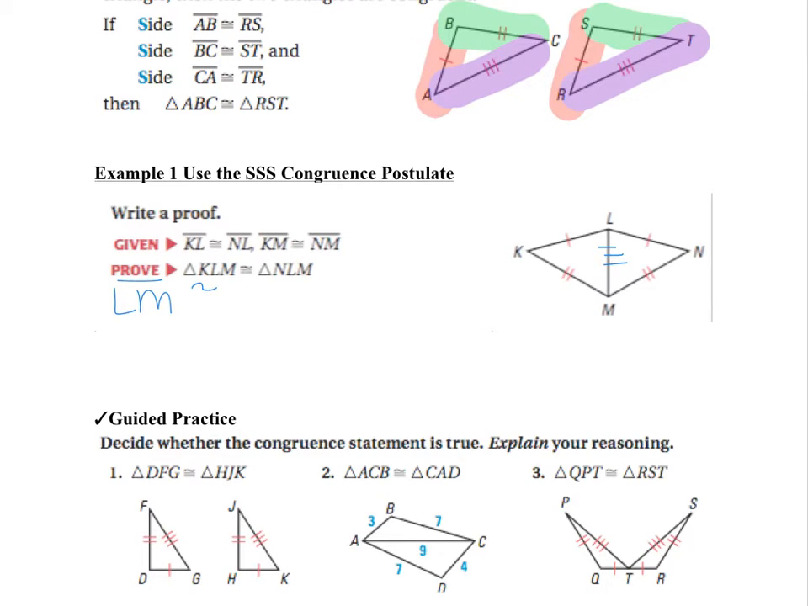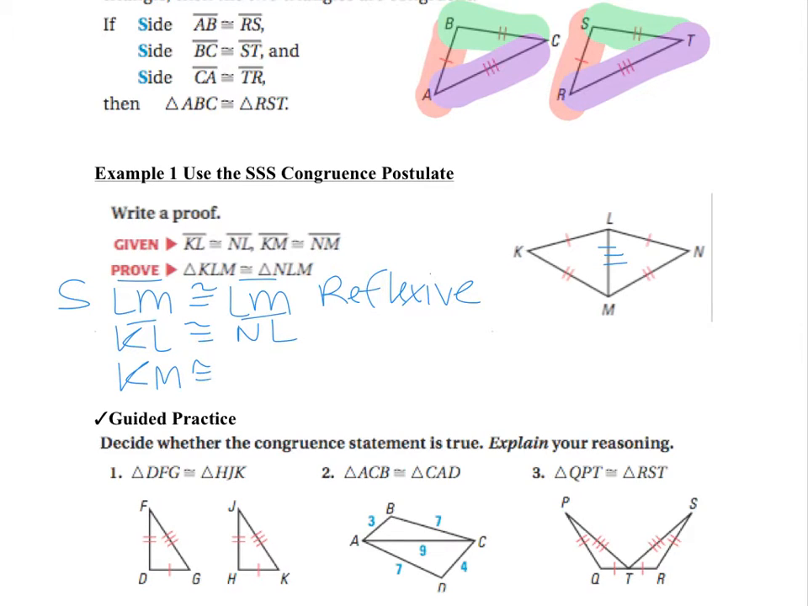LM is congruent to LM, and that's the reflexive property. And that's one pair of sides, and we're already given that KL is congruent to NL, and KM is congruent to NM. So we have side, side, side. So triangle KLM is congruent to NLM.